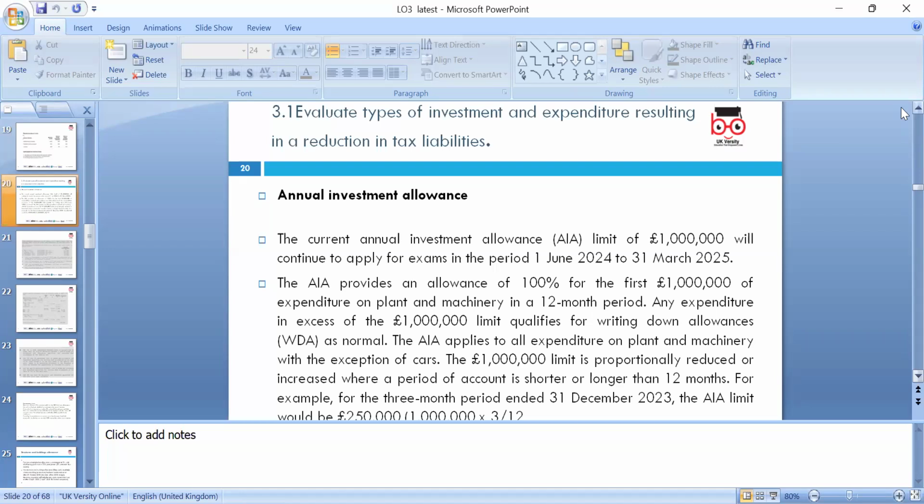Finance Act 23, 24. The annual investment allowance is 100% in the first year, which we can claim on plant and machinery over a 12-month period. Any expenditure in excess of the limit qualifies for written down allowance, which we can claim. The annual investment allowance is on plant and machinery, with the exception of cars, which we can look at accordingly.